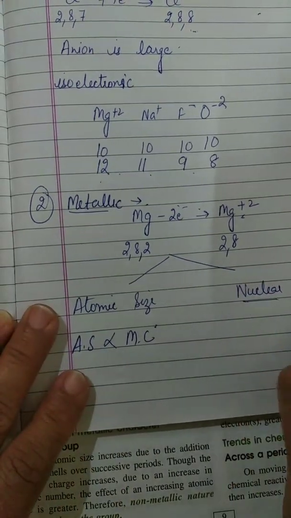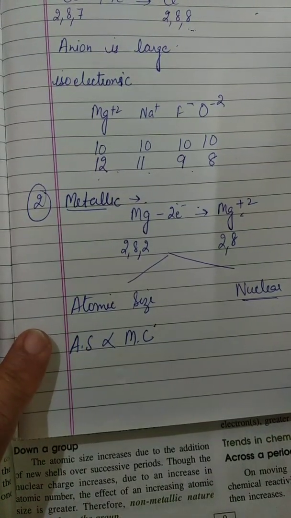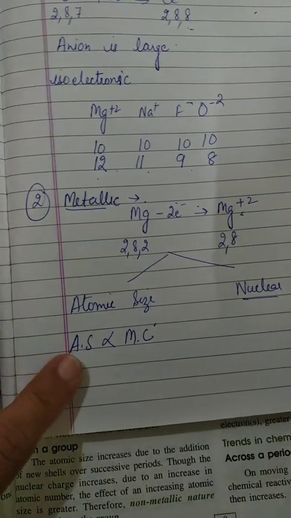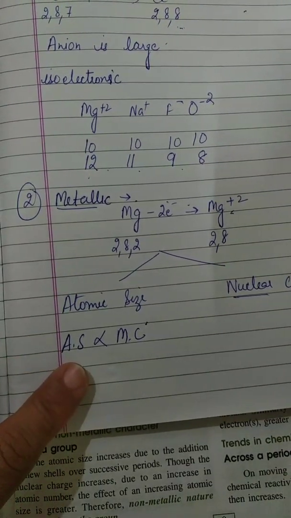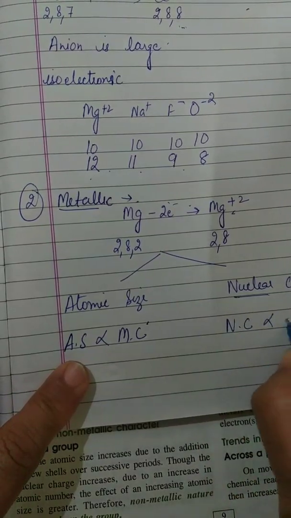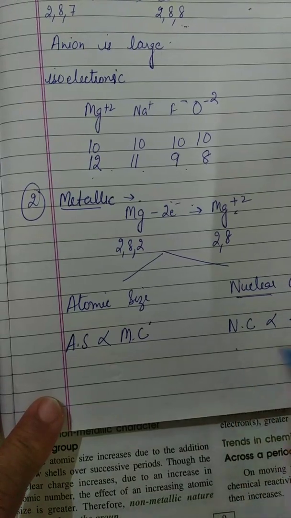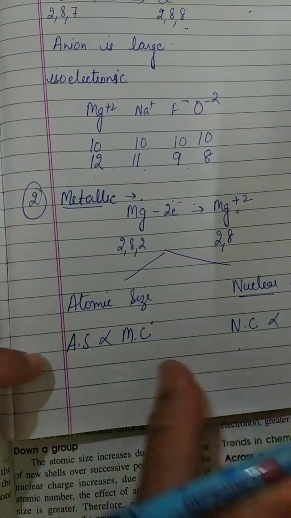Now come to nuclear charge. More is the nuclear charge, the last electron experiences more attraction towards the nucleus, very difficult to remove, and therefore metallic character decreases. So we may say nuclear charge is inversely proportional to metallic character. More the nuclear charge, less will be the metallic character.